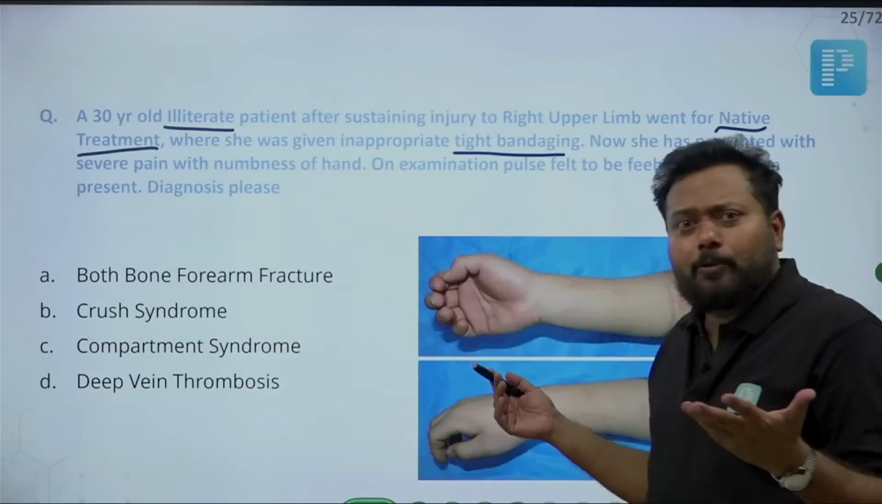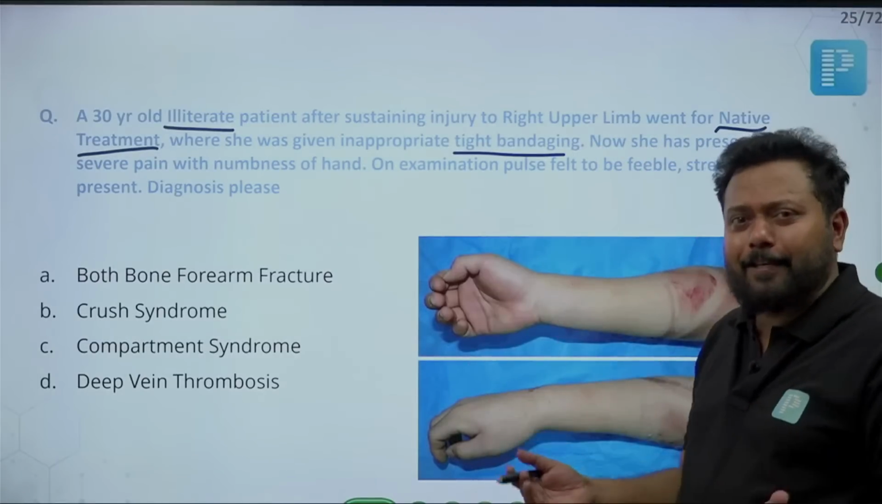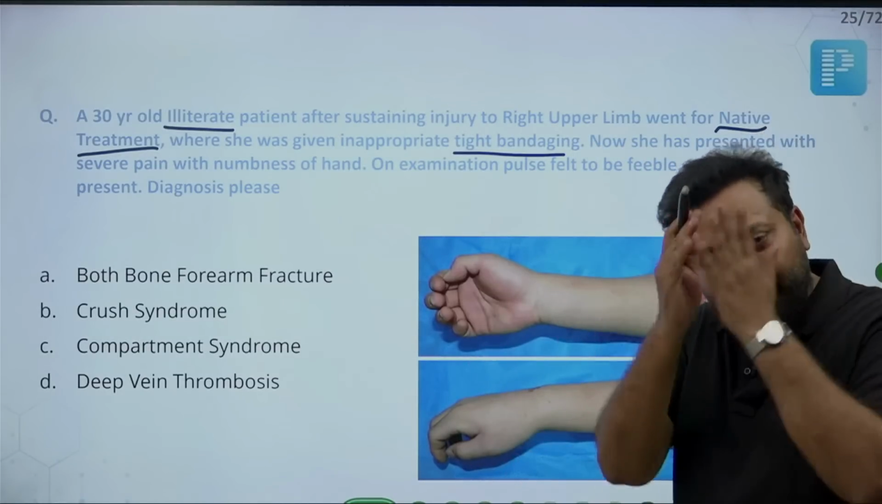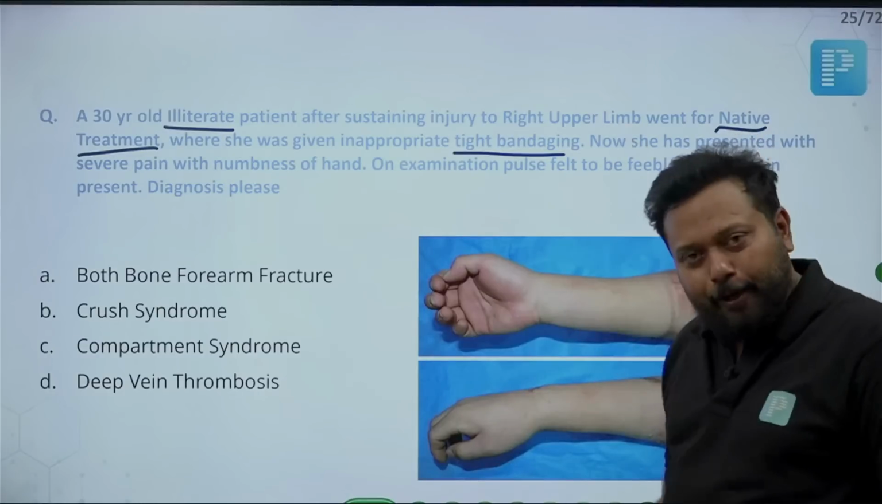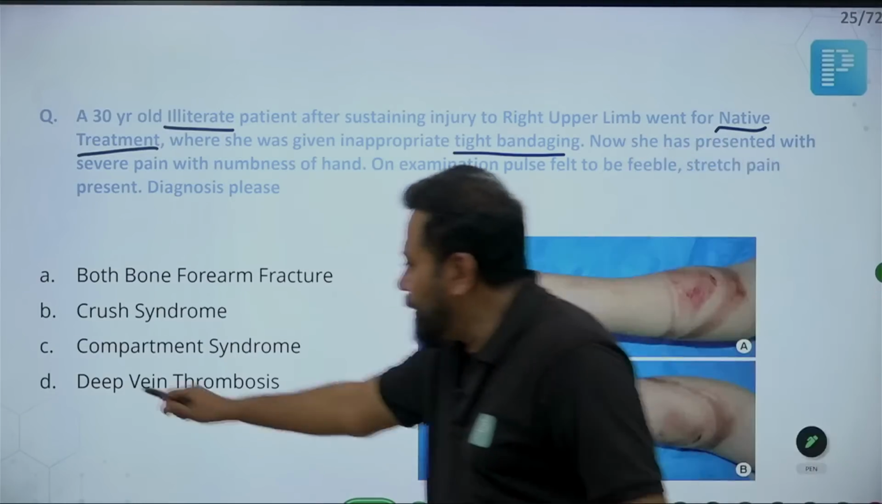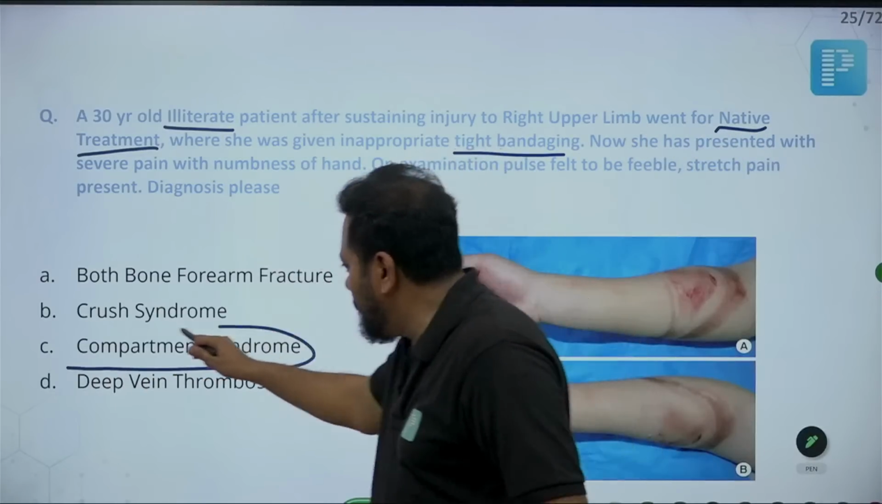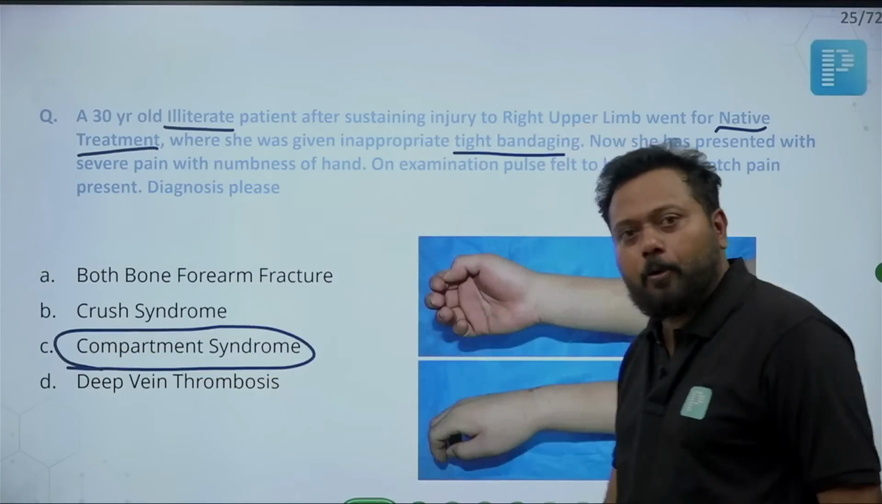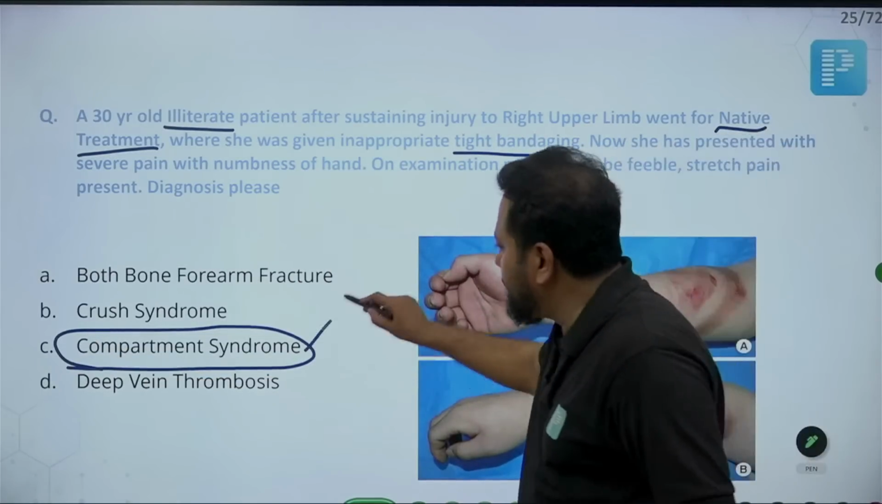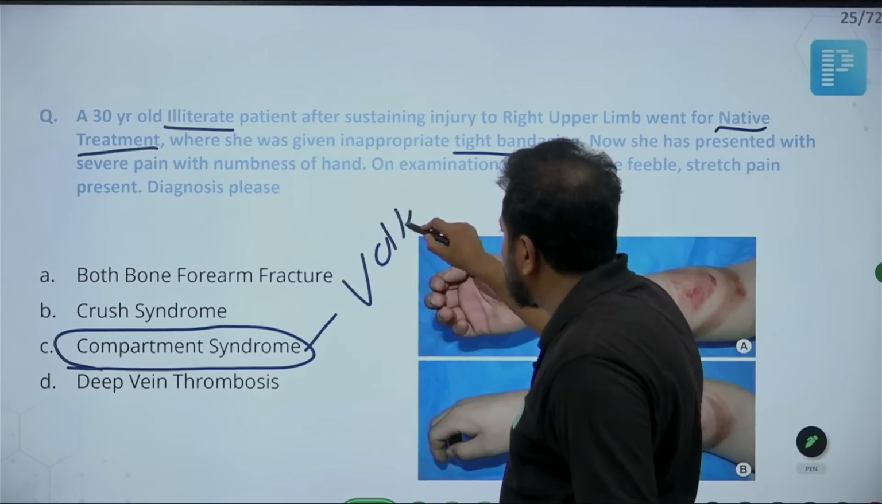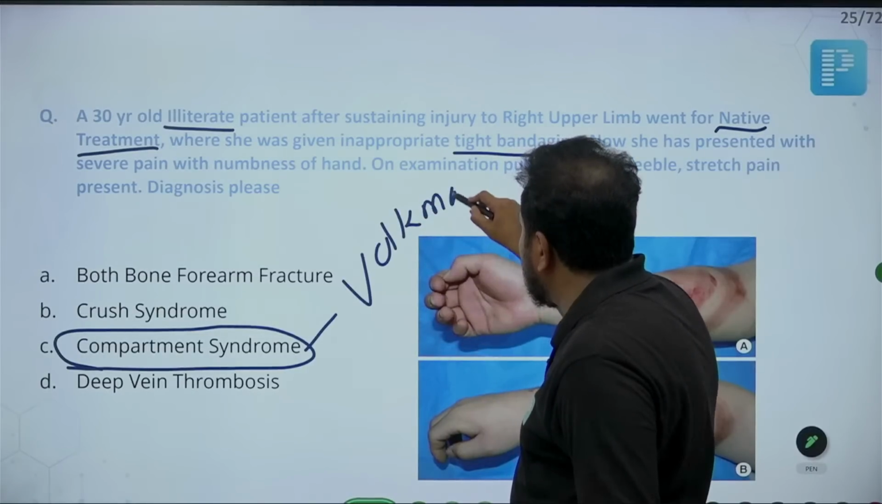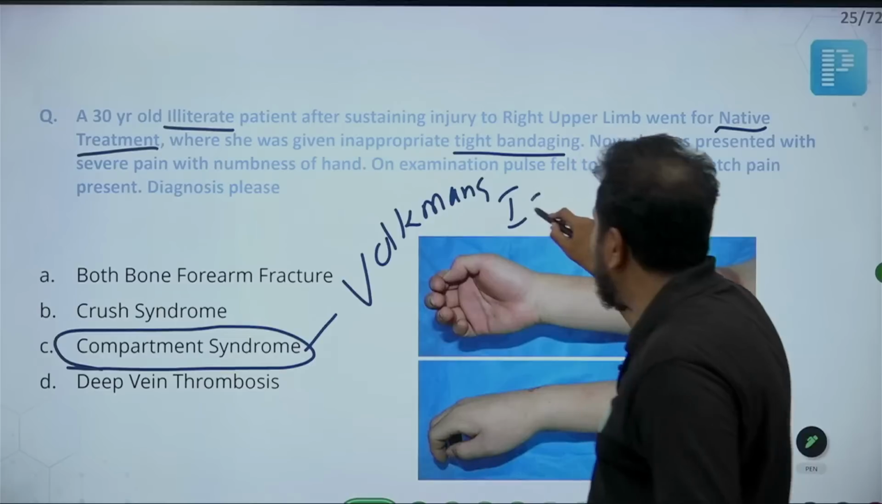So, what's the diagnosis? Very clearly it says, we know the diagnosis. All of you would definitely have diagnosed this. This is an often repeated INI-CET question. The answer is compartment syndrome. Compartment syndrome is otherwise called Volkmann's ischemia.